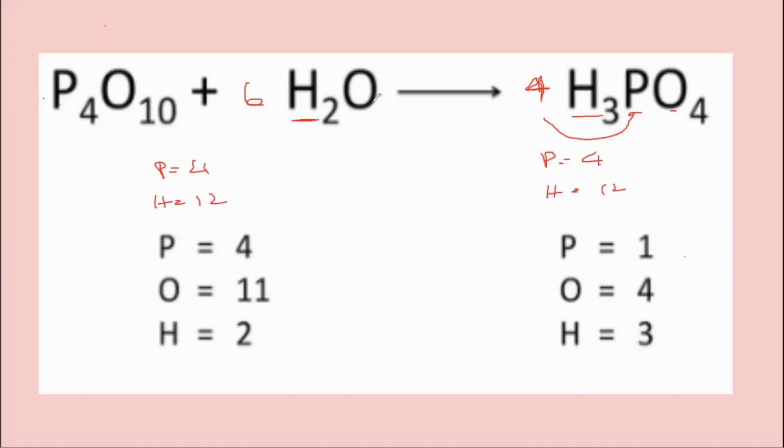Now count the number of oxygen. On this side, since I have written 4 in front of the whole molecule, my oxygen has become 4 fours are 16. Count this side: 10 and 6, 16 oxygen already. Just by writing 4 in front of the product and 6 in front of this water, we have balanced our equation. It is that simple. Now we will move forward and we will see some examples.